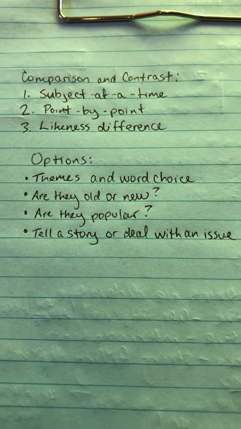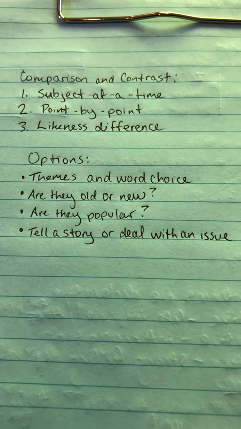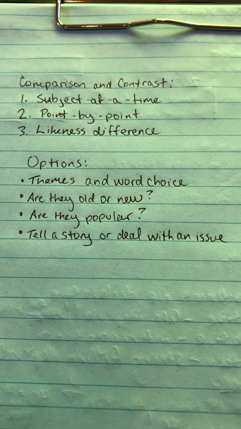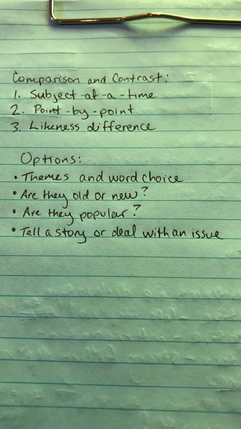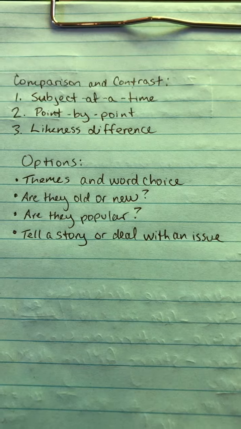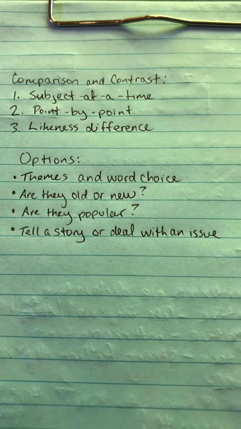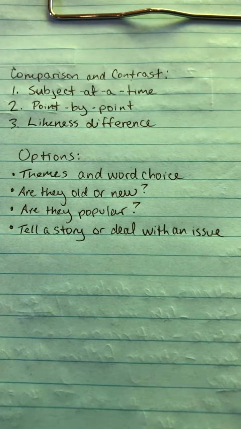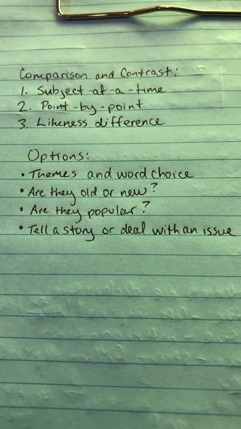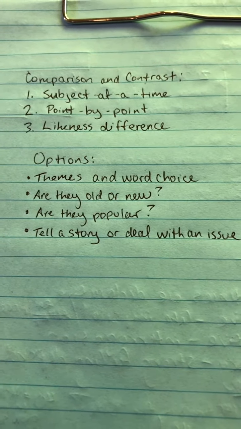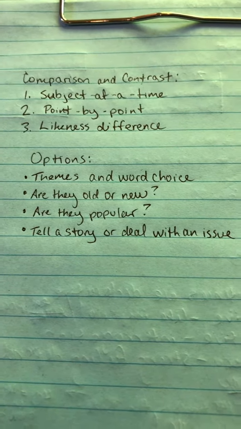If you do point by point, you can pick the point of the theme of the song and the poem and compare those at the same time in a little paragraph. Or if you pick the point of when they were written or the words that they pick, those are different points that you could use for another paragraph. And then likeness difference is the last way that we can compare and contrast. So you can spend a little paragraph talking about how they're similar, and then one, how they're different.